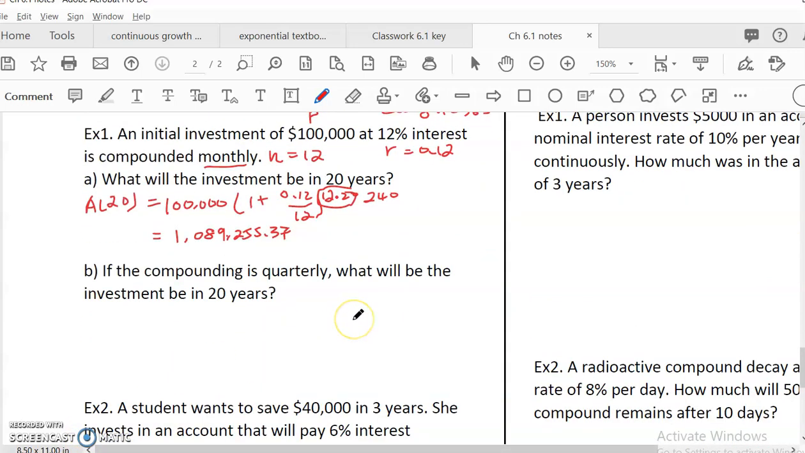Okay. If the compounding is quarterly, what would be the investment in 20 years? If the compounding is quarterly, then N is the one that you need to figure out. So my A of 20 is 100,000 times 1 plus 0.12, but I'm dividing by 4, right? And then I do 4 times 20. That means 80. So enter this into your calculator: 100,000 times open parenthesis 1 plus 0.12 divided by 4 close parenthesis to the power 80.